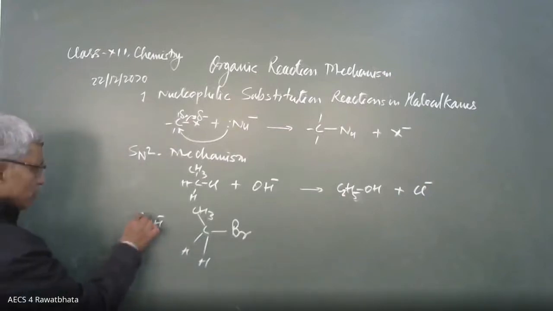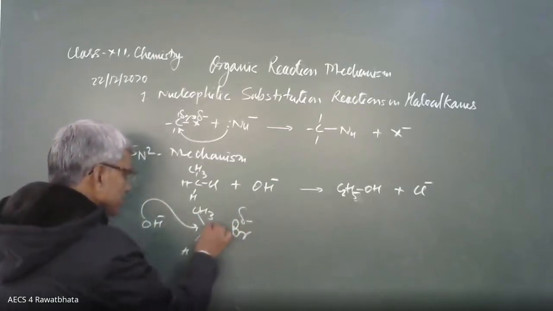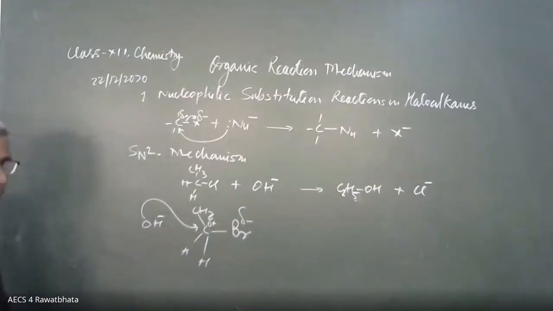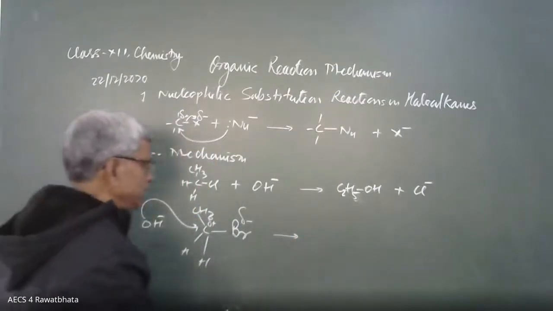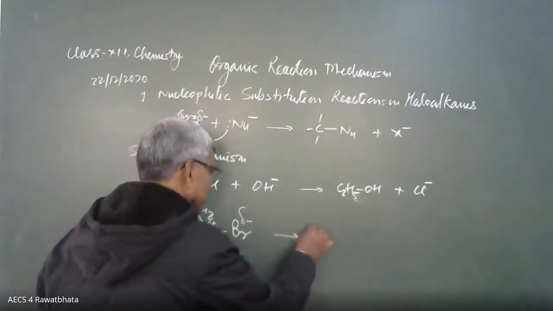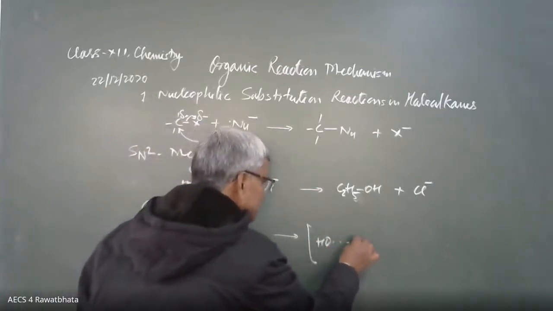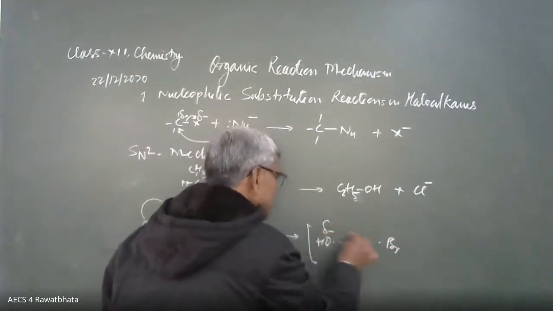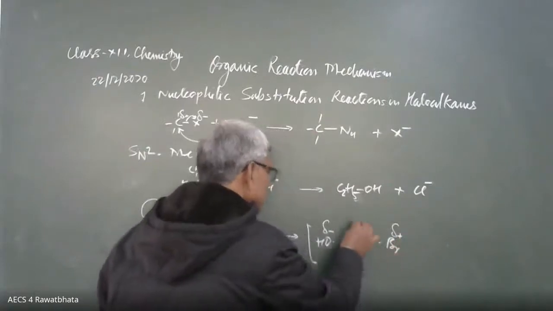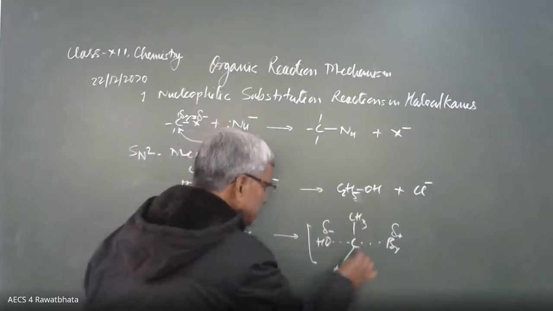This OH approaches from the back side. Here is Br delta negative, carbon delta positive. It approaches from the back side, just opposite to Br, and goes on to form an intermediate. The intermediate is like this. Here is HO and here is the carbon and Br. This is partial negative, here is partial positive, here is CH3 and here is hydrogen, here is hydrogen.